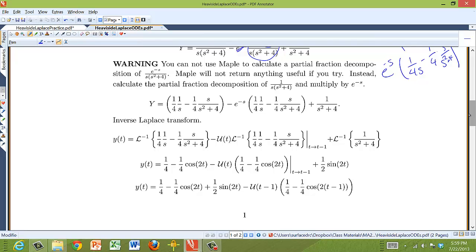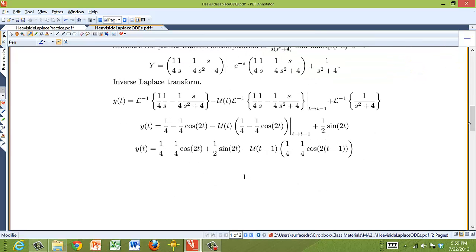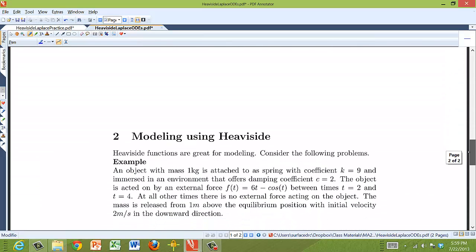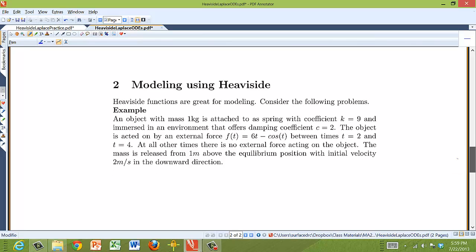But otherwise, everything's the same. I'm not going to go through it. Just go ahead and read through the example. Make sure you can follow the steps. What I do want to talk about is some modeling using Heaviside functions. Heaviside functions, again, we talked about, they're great for representing discontinuous things.